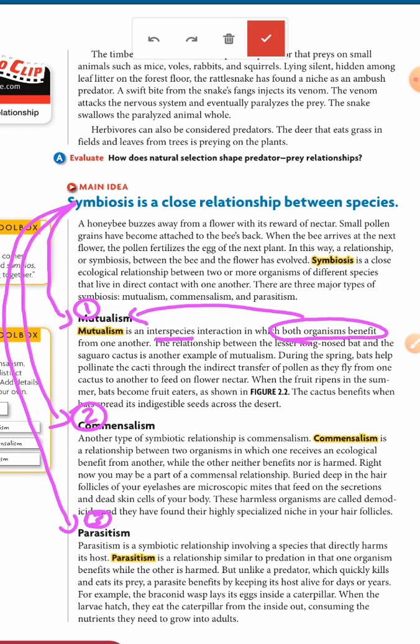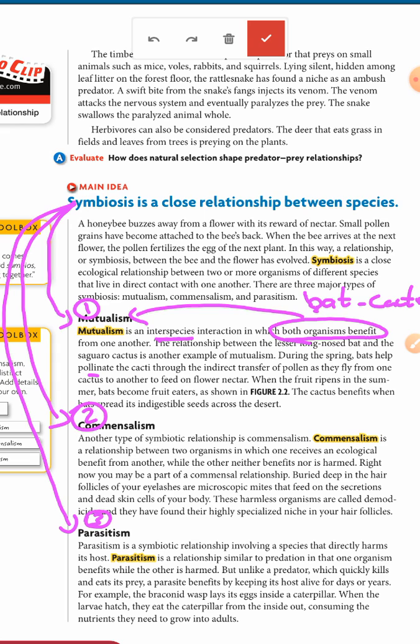This is the key answer for the word mutualism. Two organisms get benefit from each other. Let's give a quick example. The relation between bat and cactus plant. What's happening here? The bat helps the cactus in pollination. It transfers pollen from one cactus plant to another one. So it's helping the plant in pollination.